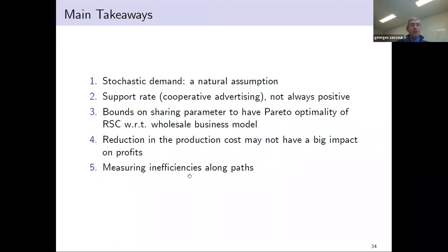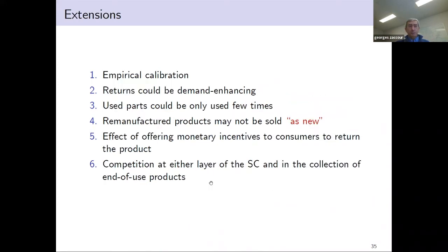Now, the inefficiencies that I talked about in the beginning, namely the inefficiency between the vertically integrated scenario and other scenarios, here is going to depend on the path we are considering. If it is a very good one in terms of demand increasing, the result may be very, very different from having a path where demand is going down.